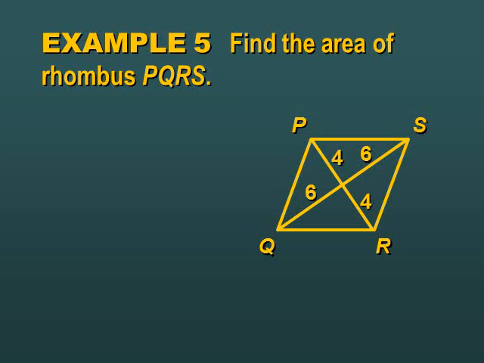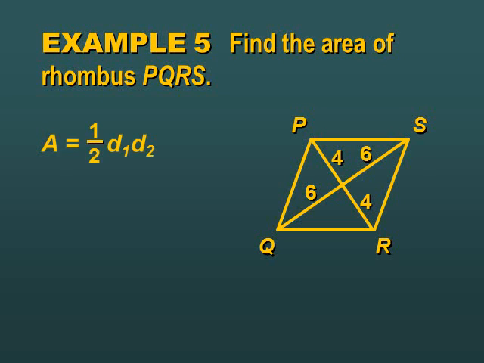So here's one where I was not given the base or the height of this rhombus, but I was given two diagonals. Now, the way this is given, it's given to you in half diagonals. So I have 6 is just half of that diagonal, 6 is the other side. So one whole diagonal is 12.